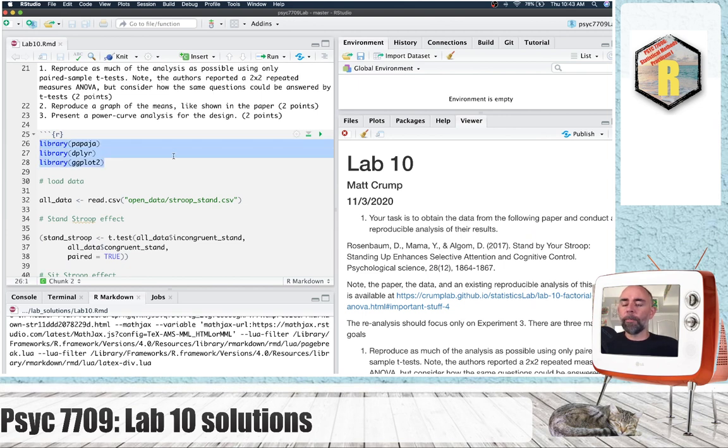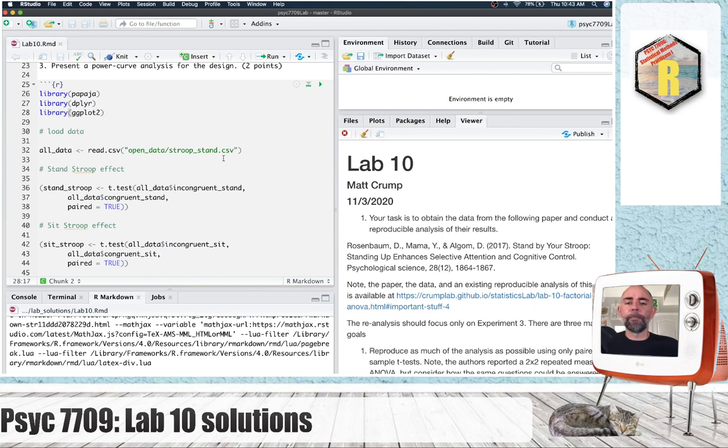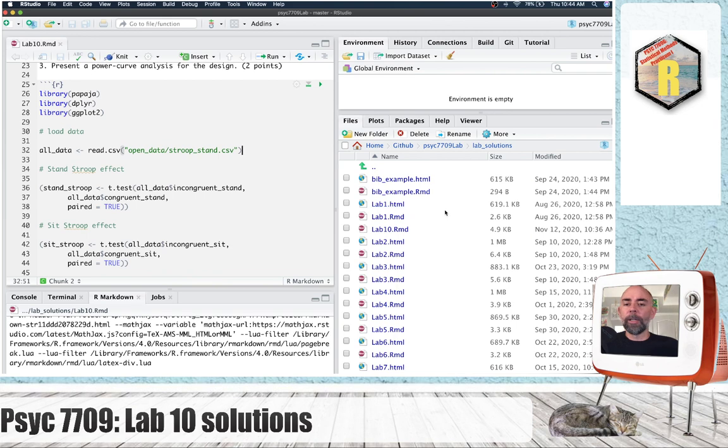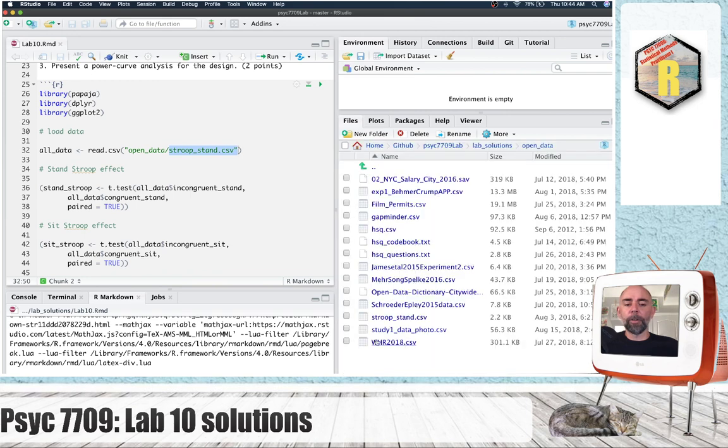I've loaded some libraries that I'm going to be using later. And the first step is to load the data. This happens to be a CSV file, so I can load it in. Now, of course, the real first step would be to go and get the data. I've shown you some links you can go to get it. What I've done is place the data file, stroopstan.csv, into a folder called OpenData, and I'm addressing it here.